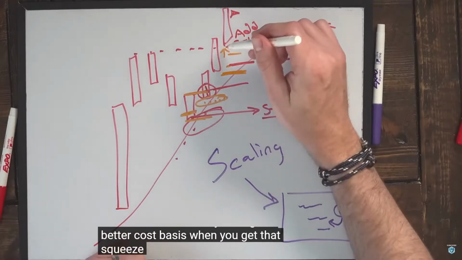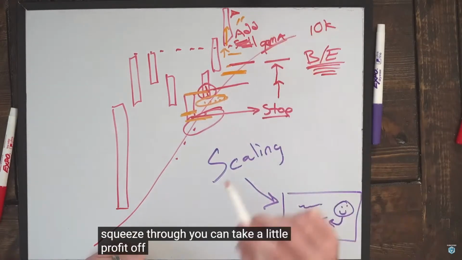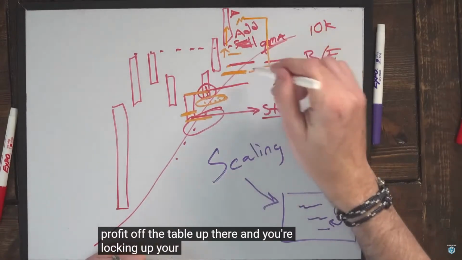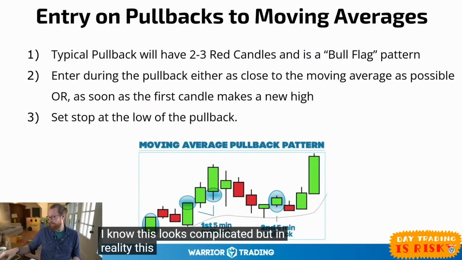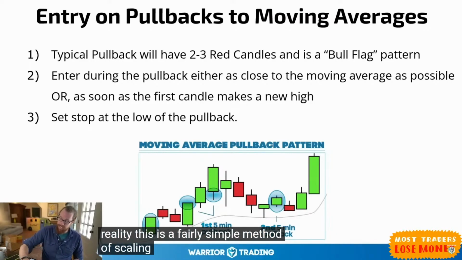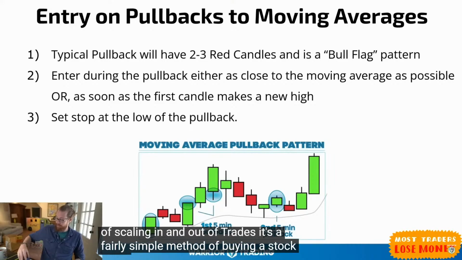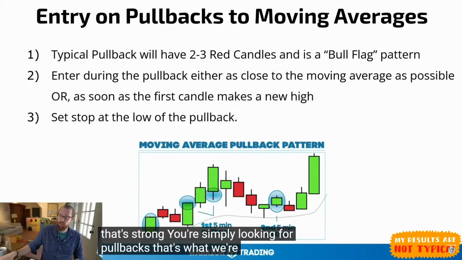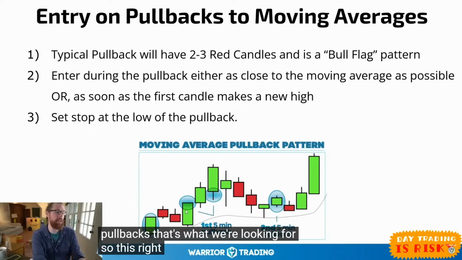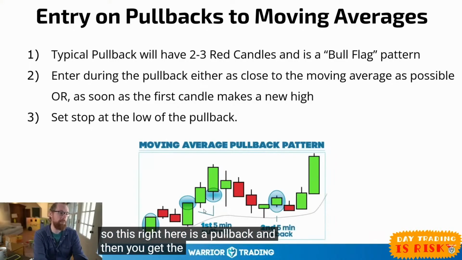When you get that squeeze through, you can take a little profit off the table up there, and you're locking up your winner. I know this looks complicated, but in reality, this is a fairly simple method of scaling in and out of trades. It's a fairly simple method of buying a stock that's strong. You're simply looking for pullbacks. That's what we're looking for. So this right here is a pullback, and then you get the move higher.